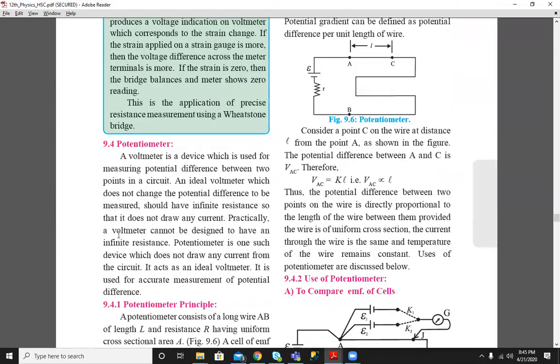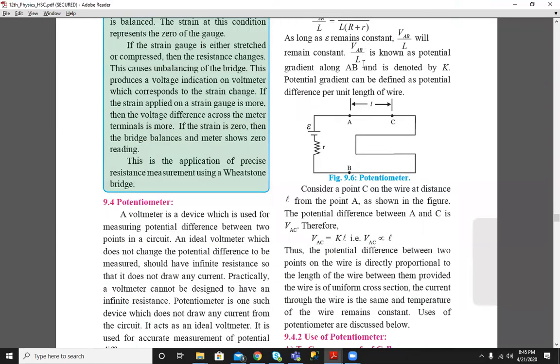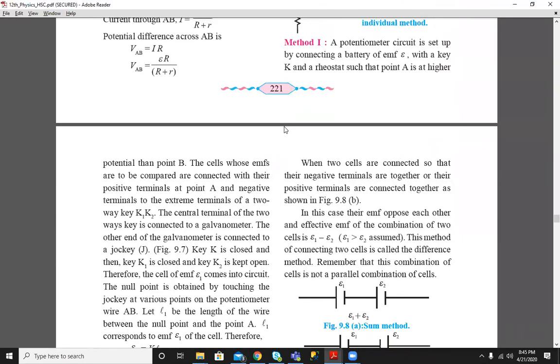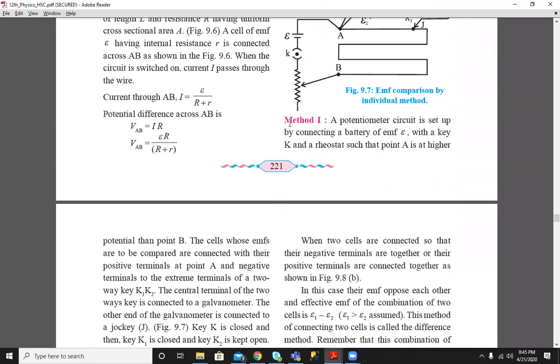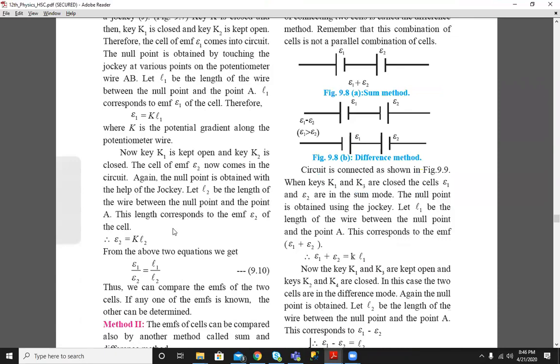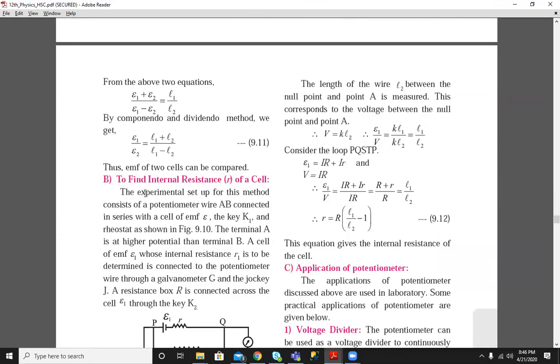Then we have seen potentiometer and application of potentiometer. What is potential gradient? Uses of potentiometer to compare EMF of cells by method 1 and method 2. Method 1 is called the direct method, individual cell method, or cells connected separately. Method 2 is called the combination method or sum and difference method, where the cells are connected together. Then another use of potentiometer is to find the internal resistance of a cell. We have found the formula also here.